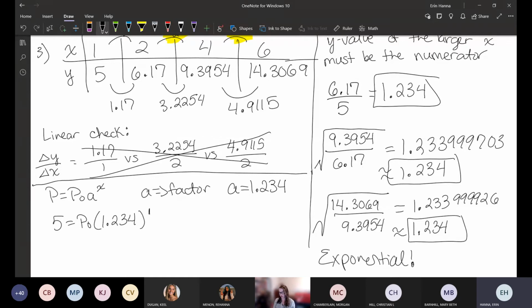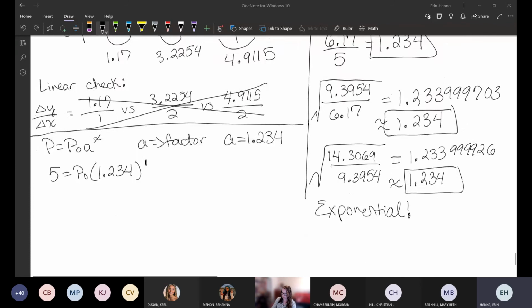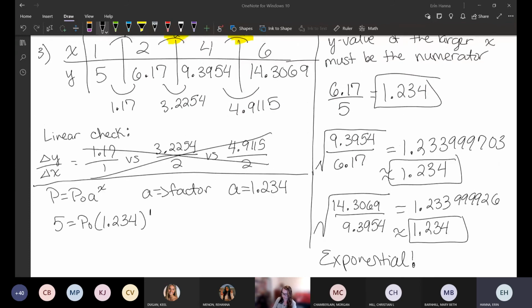So we would essentially divide 5 by 1.234 because we don't have to really do anything with this power of 1. So we would get P naught is approximately 4.052, rounded to the third decimal place. So then your equation, 4.052 times 1.234 to the x, let's say, because this was given as an x value.